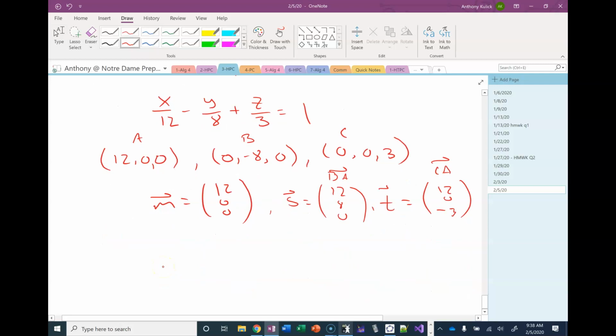Does it matter how you find those two direction vectors there? Not really, right? As long as you used all 3 points to find the two vectors, you should be fine. So then my vector equation for the plane would just be M plus S times A plus T times B.